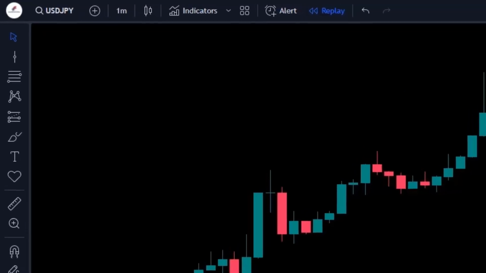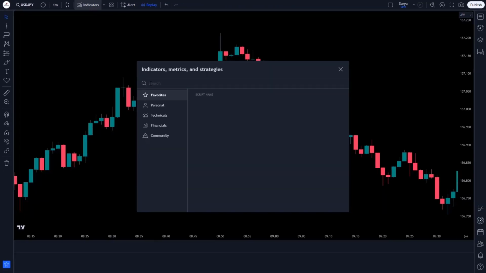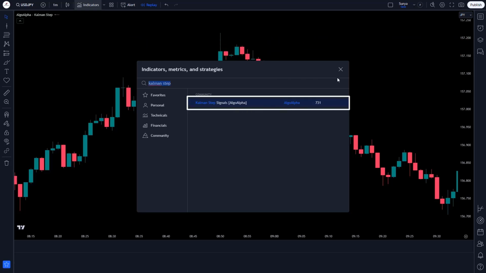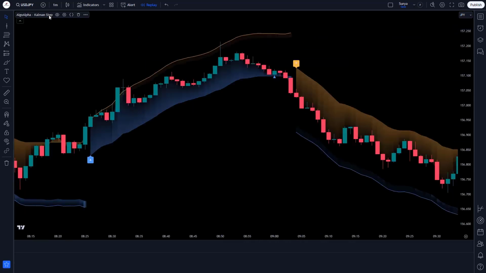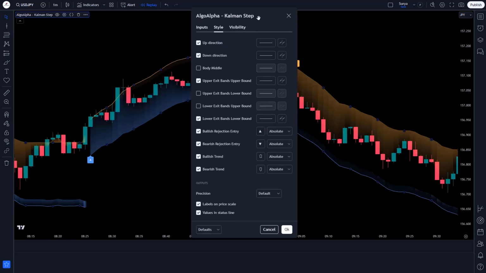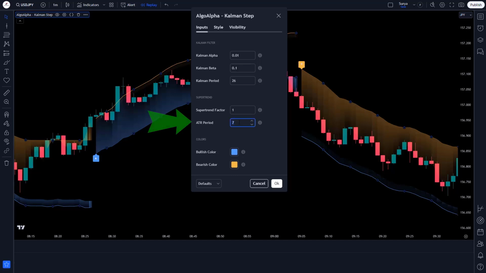Let's start the video. We open the USD/JPY 1-minute chart. We have to click on the TradingView Indicator option. Here you have to search in the search box, Kalman Step Signals. This indicator has to be added to the chart. Now let's change the settings of the indicator. Now click on the settings icon of the Kalman Step Signals Indicator. Hide the bullish rejection entry. Hide the bearish rejection entry. Click on Inputs. Change the Kalman period from 21 to 26. In ATR period, we have to change 7 to 8. We have to save this setting.